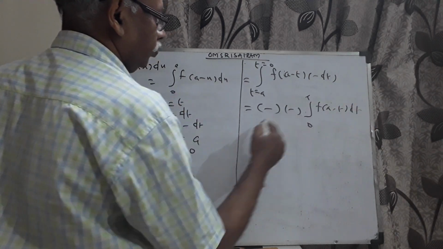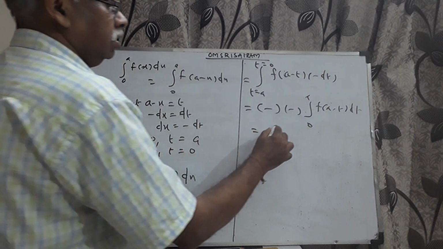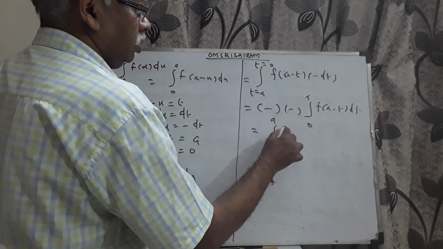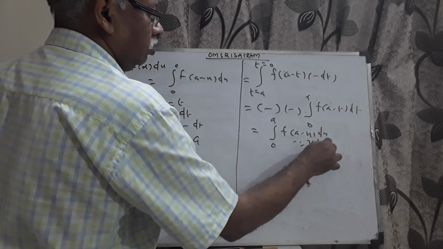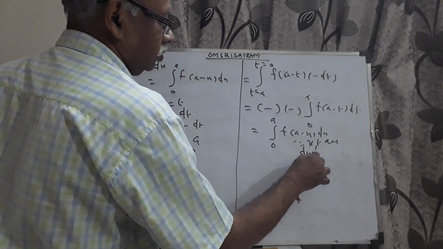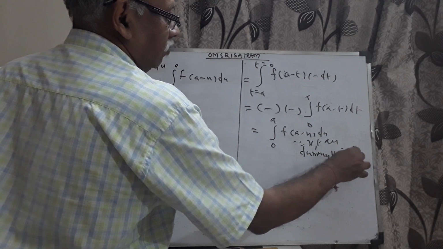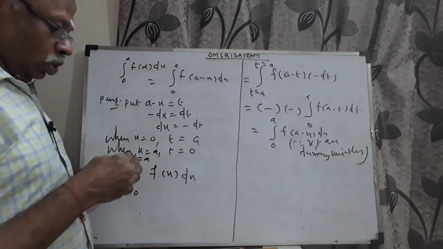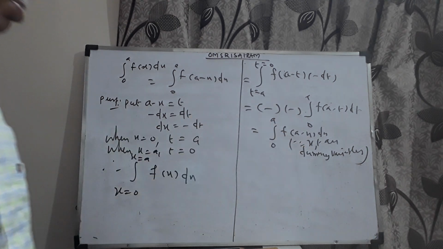0 to a f of a minus t dt. If the upper and lower limits are interchanged, I'll get a negative sign. Therefore, we get integral 0 to a f of a minus x dx, since x and t are dummy variables. This is not because of the substitution. The meaning of dummy variables is: f of x equal to x square, f of t is equal to t square, f of u is equal to u square, f of y is equal to y square. Everything will give you the same parabola. Therefore, I replace t by x because of the dummy variable property.